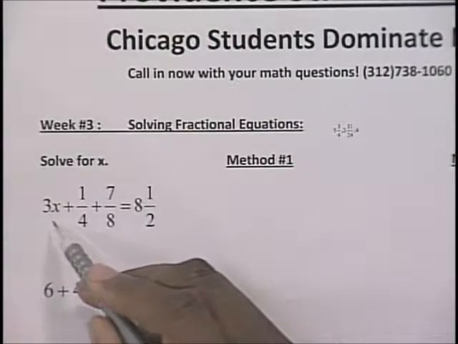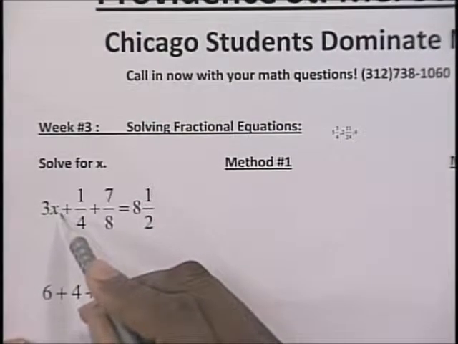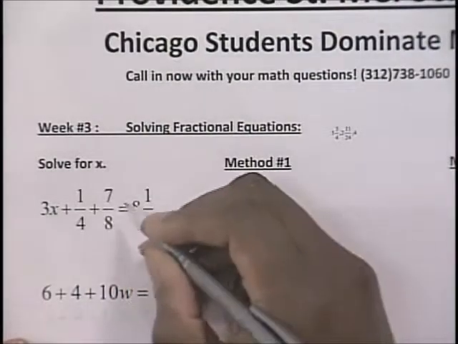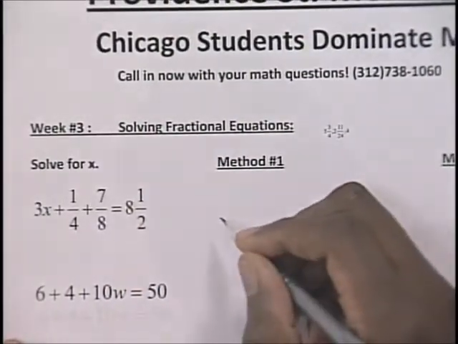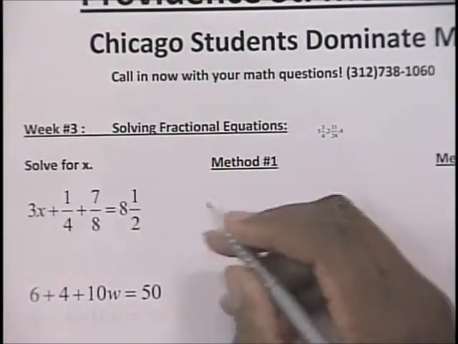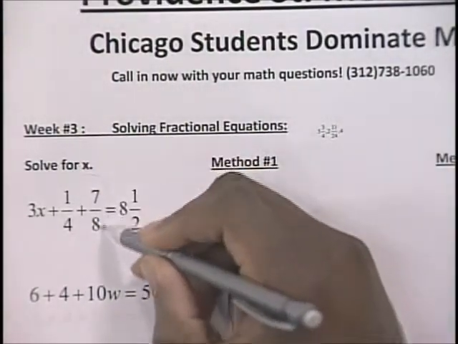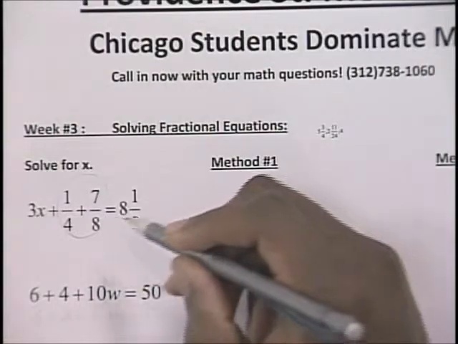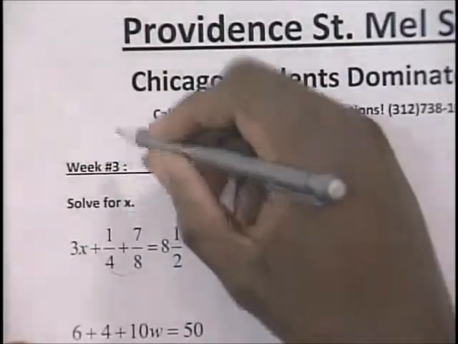This is the same problem that we did last week. 3x plus 1/4 plus 7/8 is equal to 8.5. What I'd like to do is solve this problem one more time. First thing that we should do here is bring these two like terms together. So let's show the work right up here.